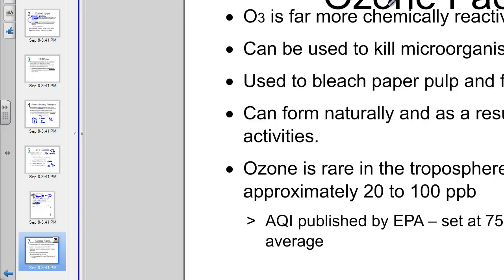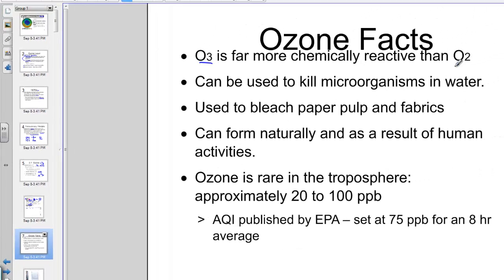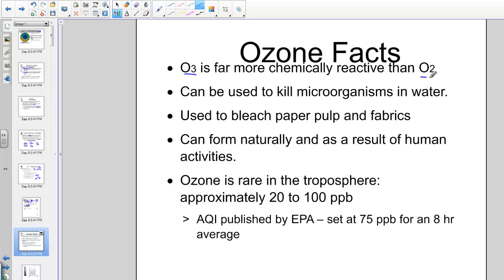Here are some general facts about ozone as we begin our studies. Ozone is far more chemically reactive than molecular oxygen. So molecular oxygen must be more stable. Ozone is more reactive. We use ozone to kill microorganisms in water. For instance, in water filtration plants, you'll see ozone bubbling in. Some people will even use ozone in their hot tubs or in their pools instead of using chlorine or bromine bases. It's used to bleach paper pulp and fabrics.